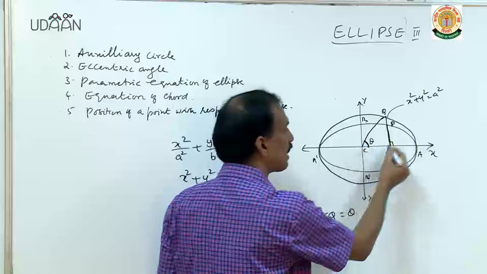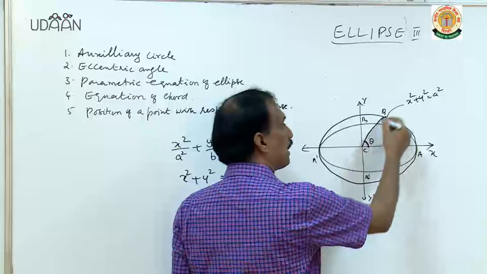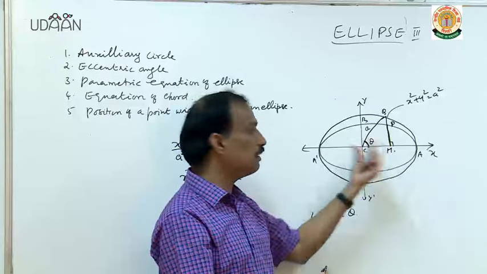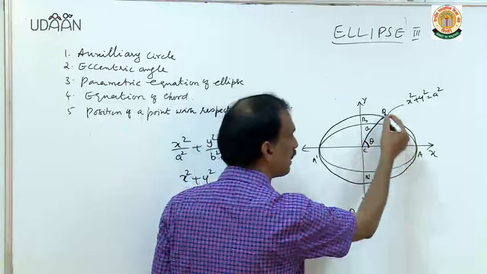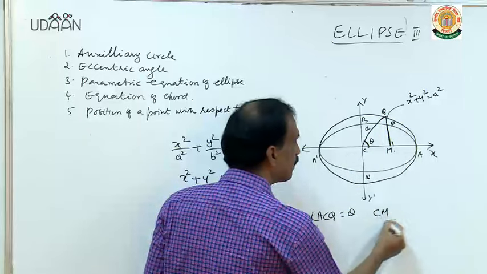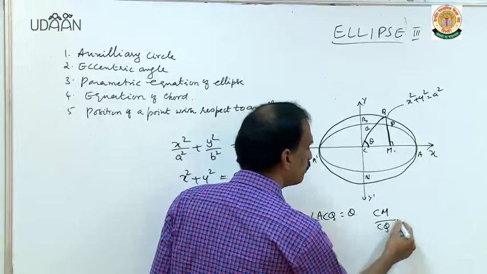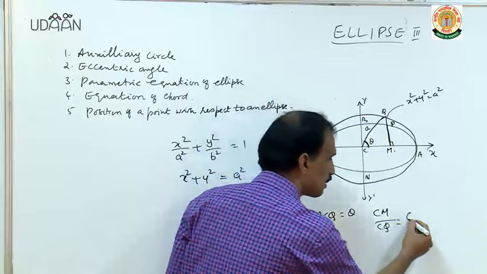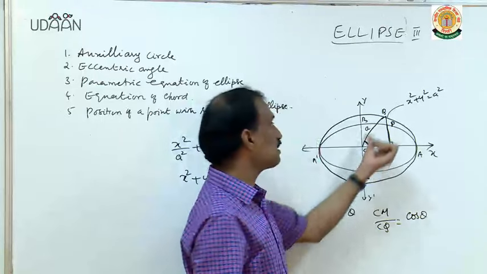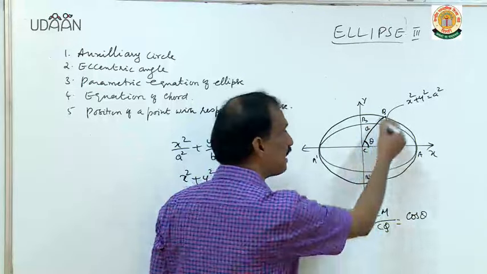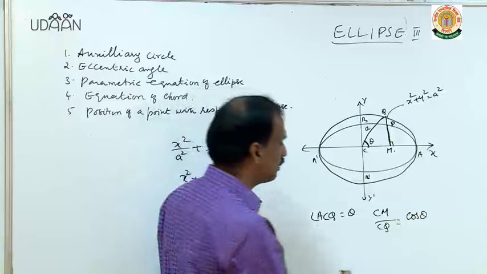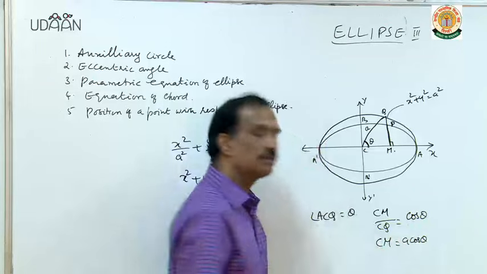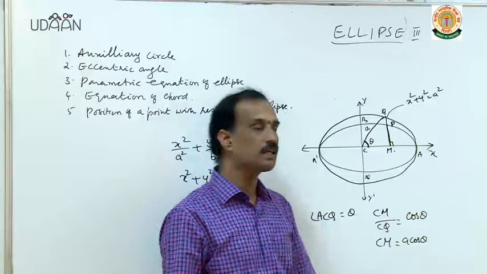Now it is a triangle. You know the radius is A. So we get CM. In a right angle triangle, CM upon CQ, that is adjacent side by hypotenuse, is cos theta. But what is CQ? That is A, the radius of the auxiliary circle. So CM equal to A cos theta.